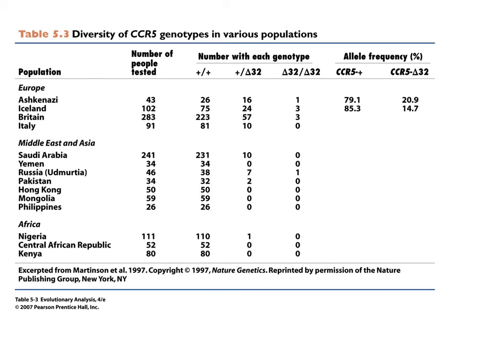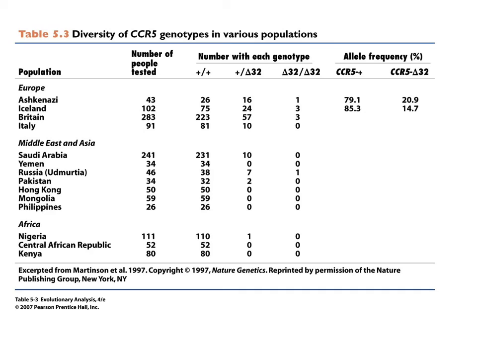Here, table 5.3 summarizes some of those data for different populations. You see a number of different populations from Europe, some from the Middle East and Asia, and then some from Africa. If you look at that top row, within the European populations, you have the Ashkenazi Jewish population. If you look at that next column, it shows the number of people they tested. Of those tested, 26 were homozygous wild type, 16 were heterozygous, and a single individual in that Ashkenazi Jewish population was homozygous for the delta 32 mutation.